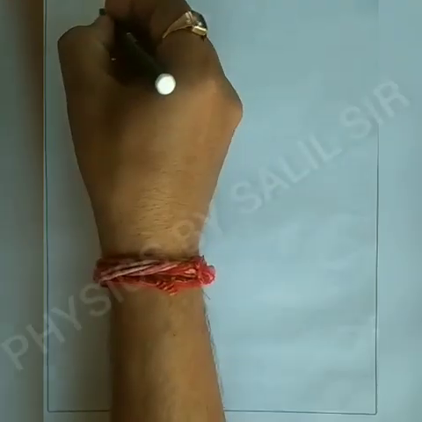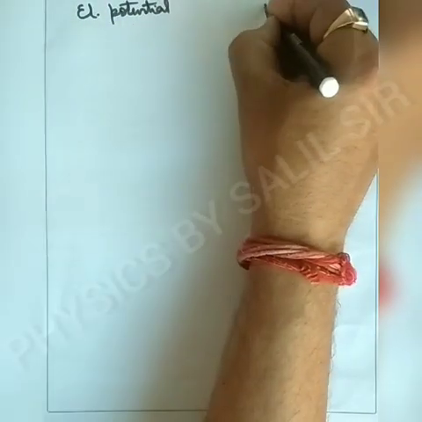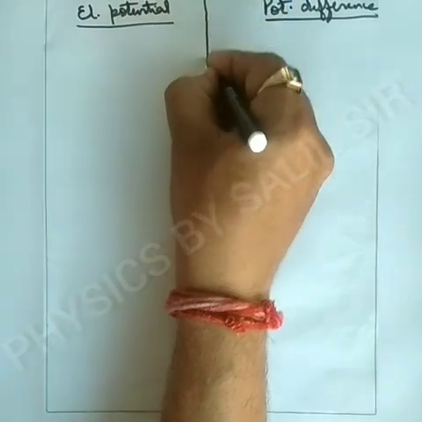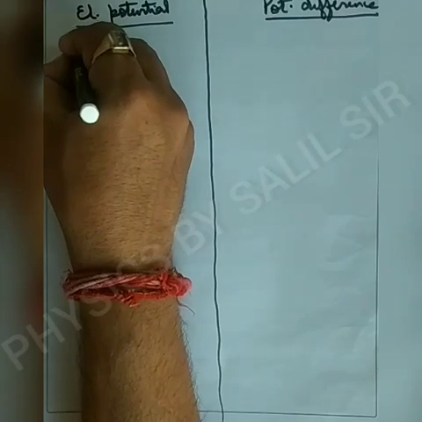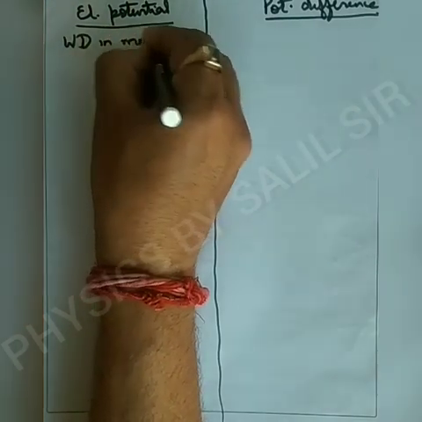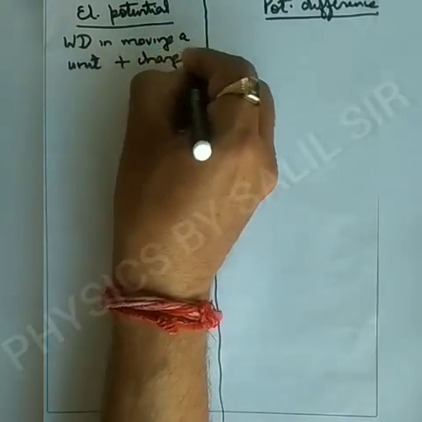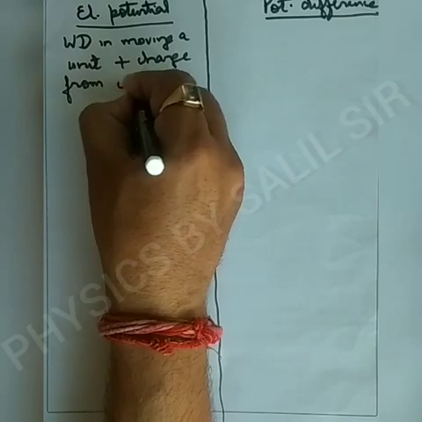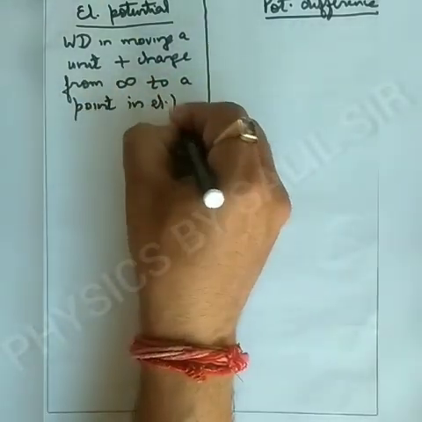Now we will talk about electric potential and potential difference. What is electric potential? Electric potential is the work done in moving a unit positive charge from infinity to a point in electric field. This is the definition.